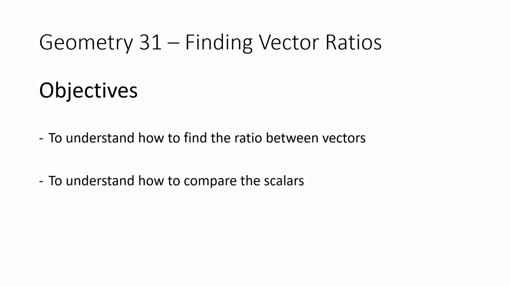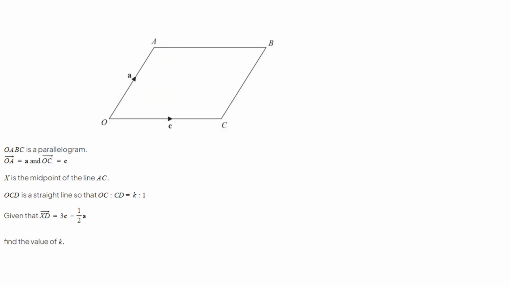Okay, so I've spoken a bit about ratios so far, but how do we actually find a ratio? This can be a bit tricky because we're going to use a method called comparing the scalars. And by the end of this video, you should be able to find a ratio between vectors using this method. Let's start with this one.